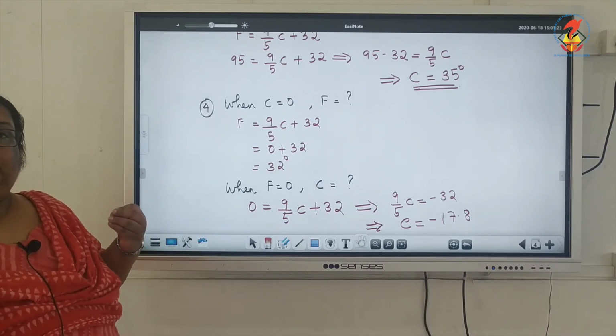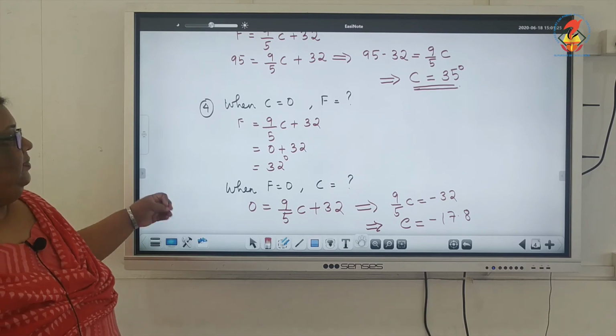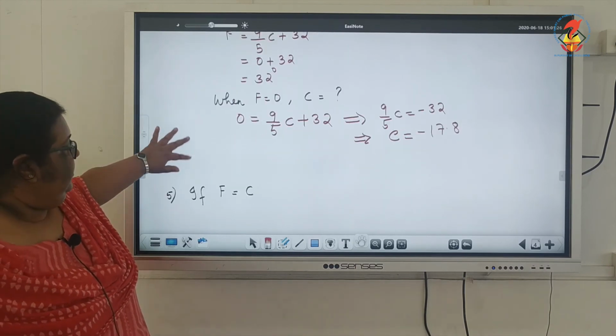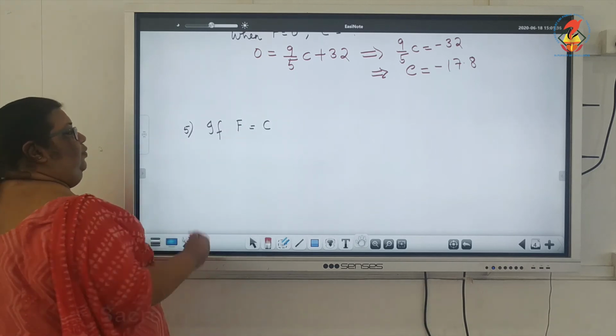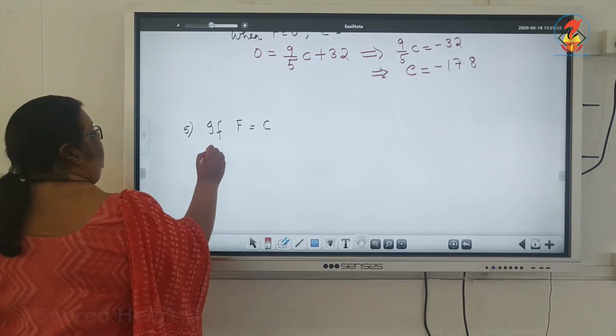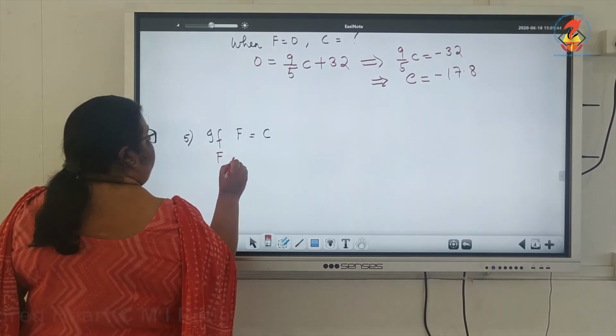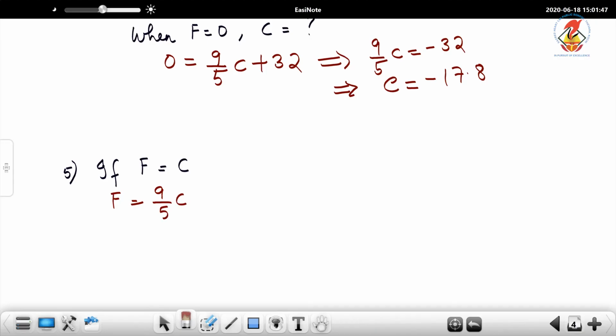Read the question properly, then substitute the values and write the answer. Now, the last subdivision. Is there any value when Fahrenheit and Celsius become equal? What happens when F is equal to C? What is our equation? F is equal to 9 by 5 C plus 32. C and F both are the same.